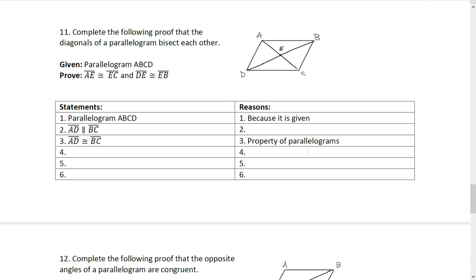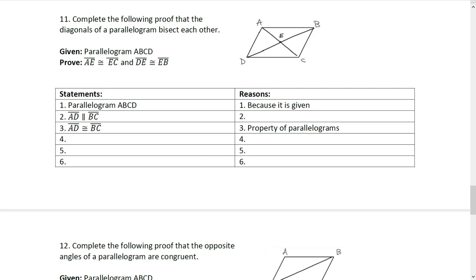All right, in number 11, we will complete the following proof that the diagonals of a parallelogram bisect each other. Okay, so I'm given parallelogram ABCD, and AD must be parallel to BC, and that's by the definition of parallelogram.